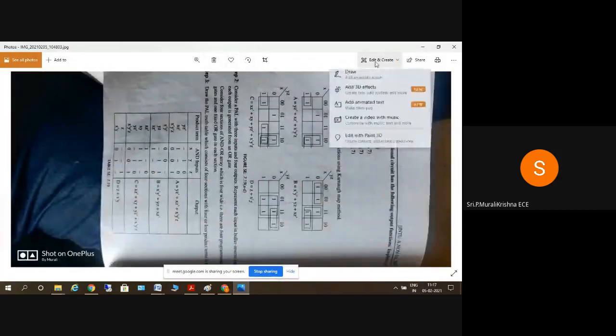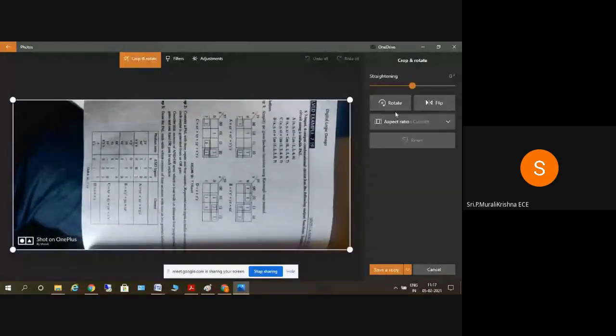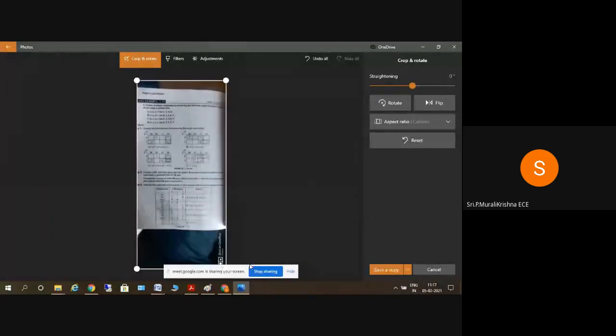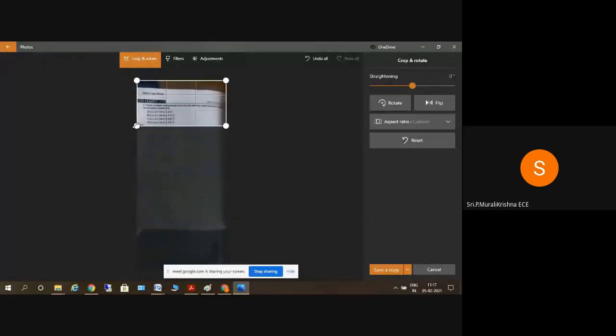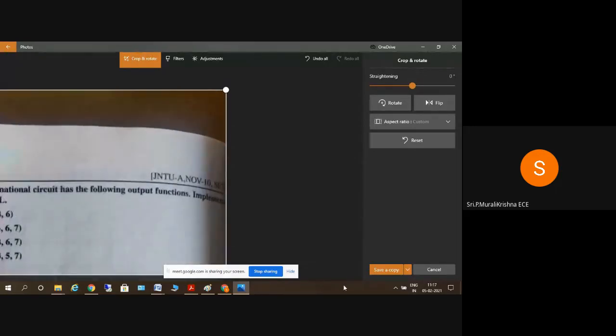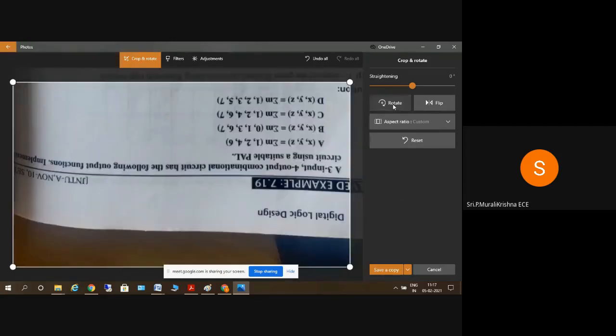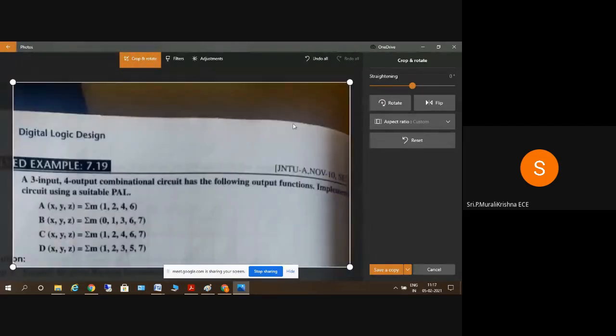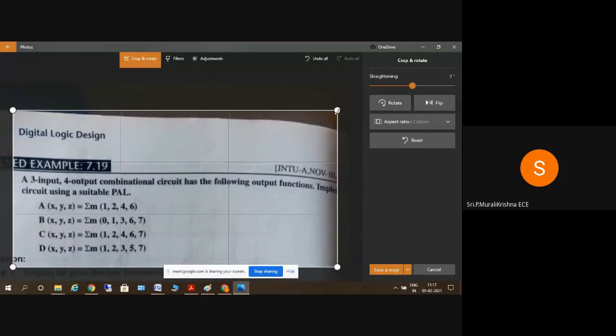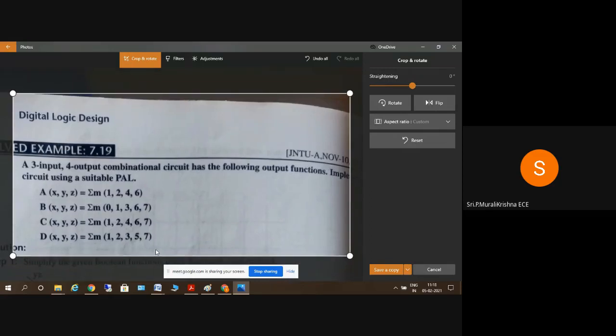So take on this problem. Take on this problem. The same case.